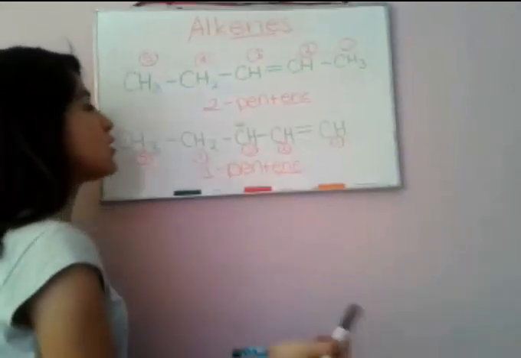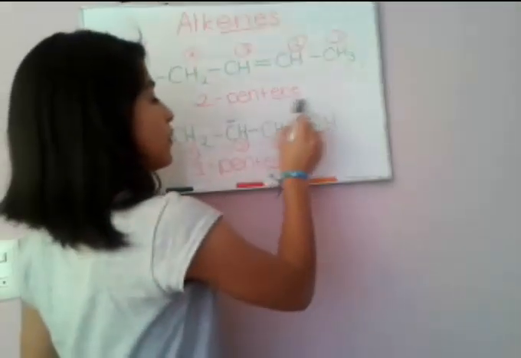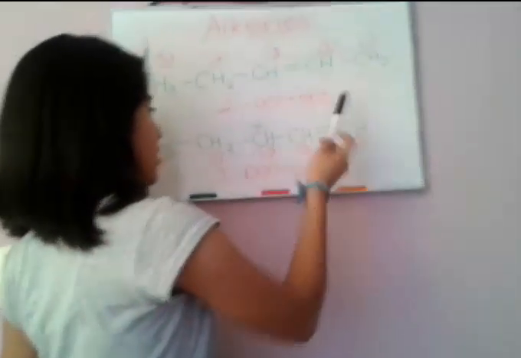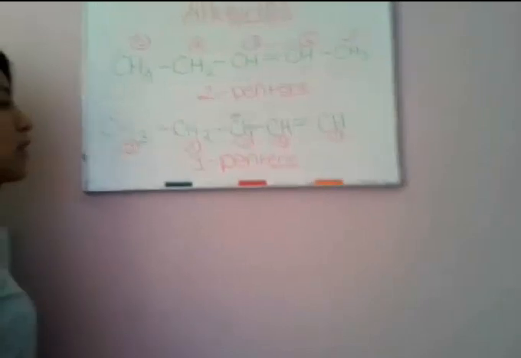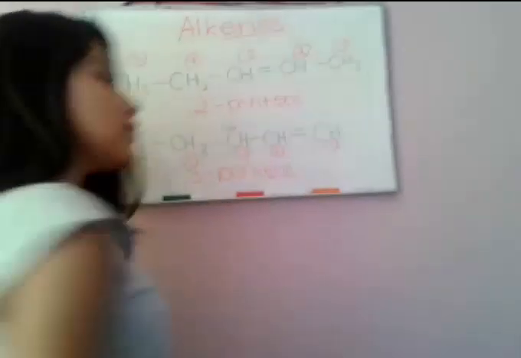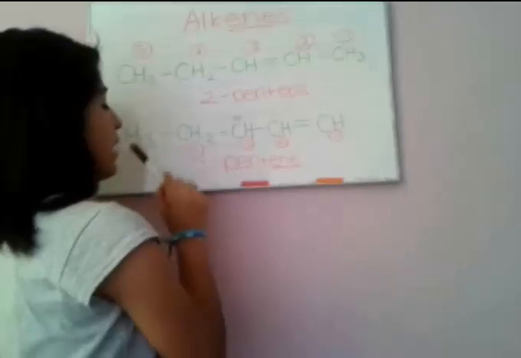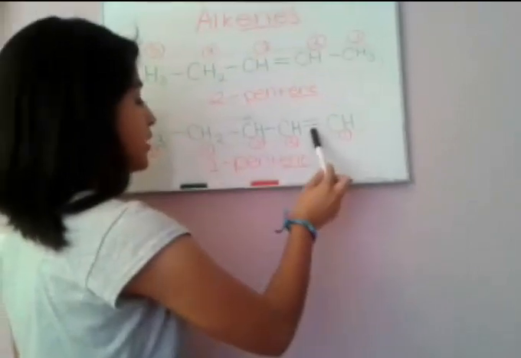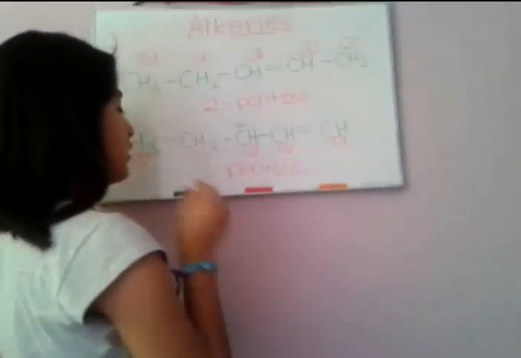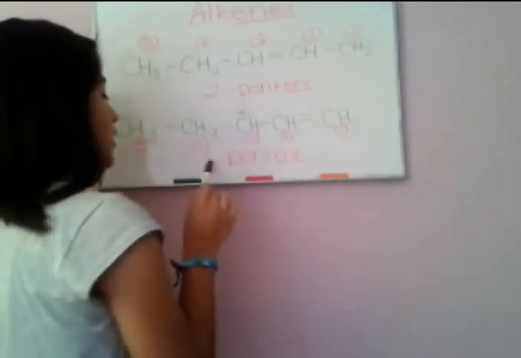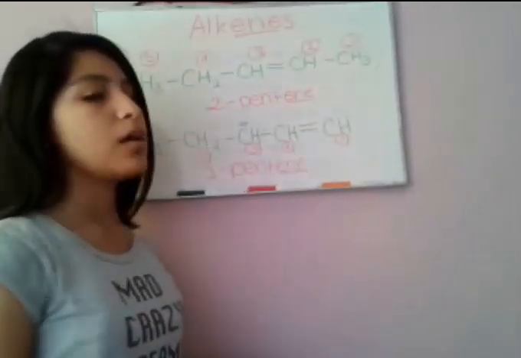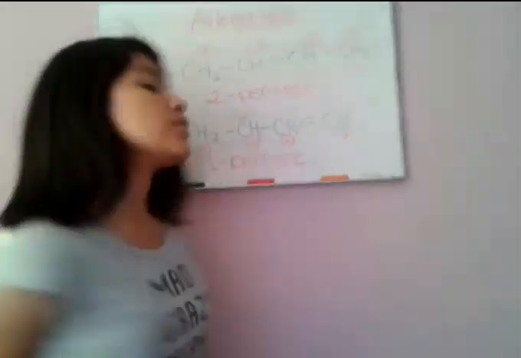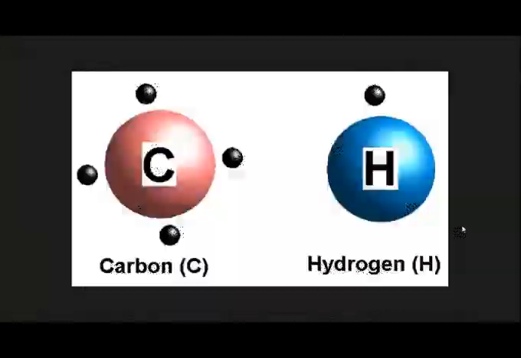And we have 5 carbons, so it is pentane, and we change the suffix to -ene because of the name. We do another example. We have 5 carbons, and the location of this double bond is the first carbon. So the name is 1-pentene, because we have 5 carbons, the suffix, and the location. So this is all, and thank you.